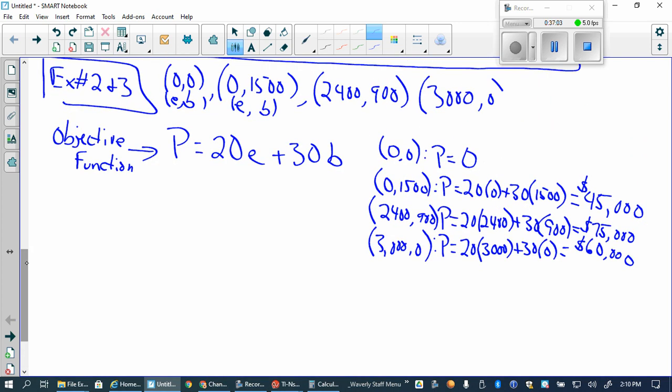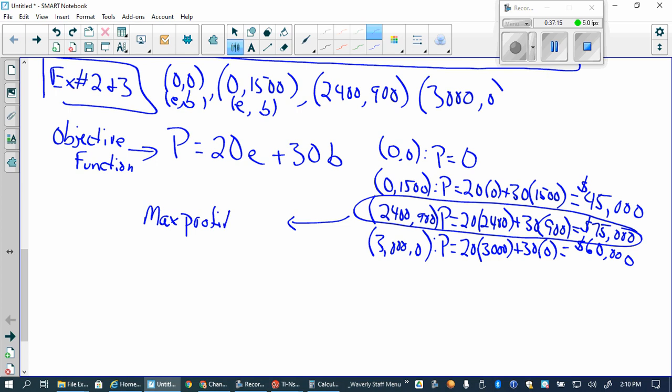Right here. Okay. So max profit, making 2,400 elites and 900 pairs of bolts.